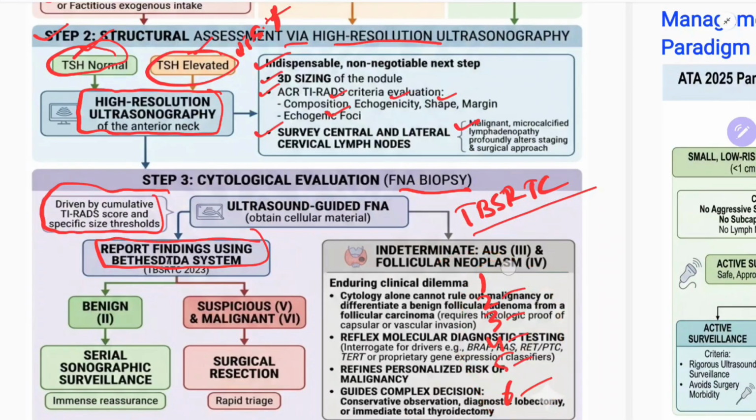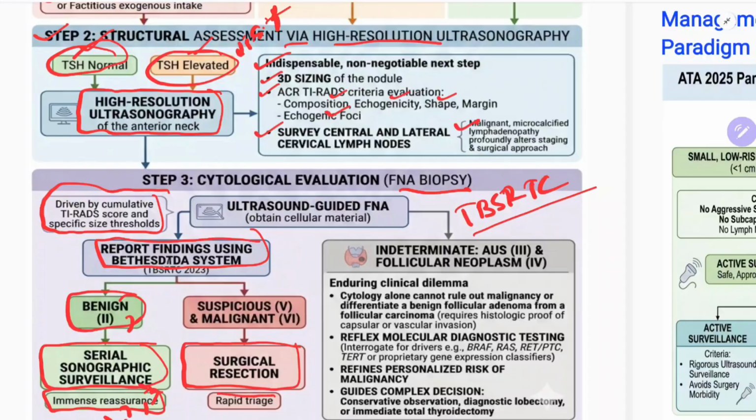Now, as we remember, 2 is benign. If it is benign, then it requires only serial sonographic surveillance, maybe 1 to 2 yearly, and give reassurance to the patient. That's all if it is 2. Now, if it is 5 and 6, which comes under the malignant category, then surgical resection is required, rapid triage. So you should concentrate more upon these patients who have stage 5 or stage 6 of the Bethesda system of cytopathology.